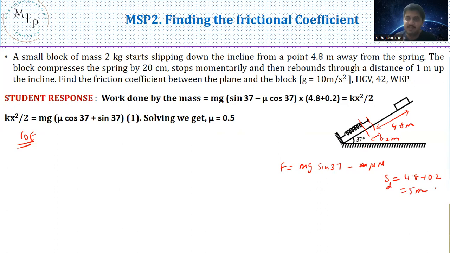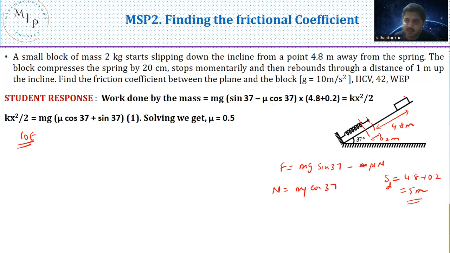There's one more mistake many students make. They consider only the distance until here, and they don't consider this one. So it's totally 5 meters over here. Mg I've taken common here. The value of n, as we already have seen, is nothing but mg cos 37, so I've taken this outside. So I get mg into sine 37 minus mu cos 37 into 4.8 plus 0.2, which is 5 meters.